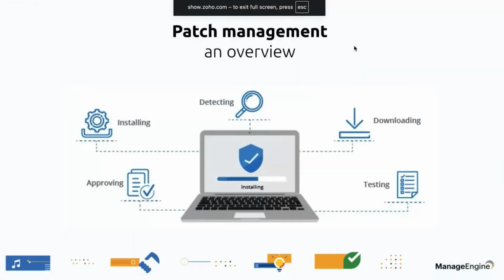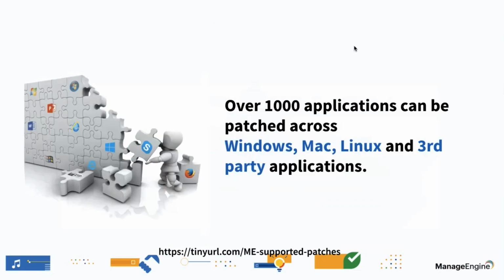Let us see how patch management actually works. Initially, the patches will be detected on the endpoints, which will be downloaded on the server. The downloaded patches will be tested, approved, and then proceeded with the installation for the production machines. Now, John has to achieve this use case using Endpoint Central in his environment.